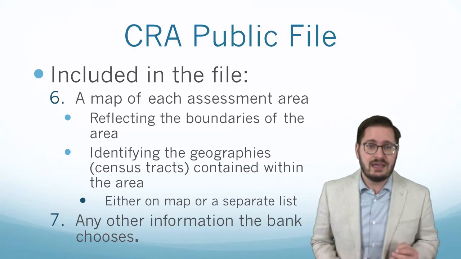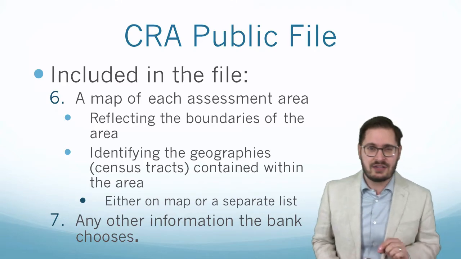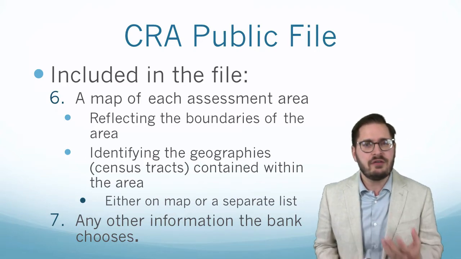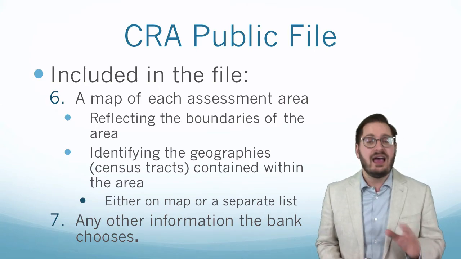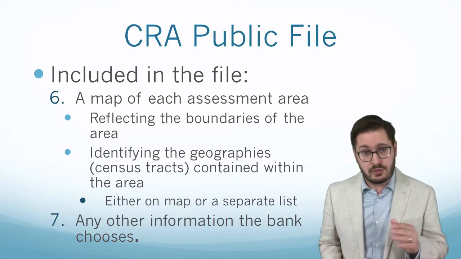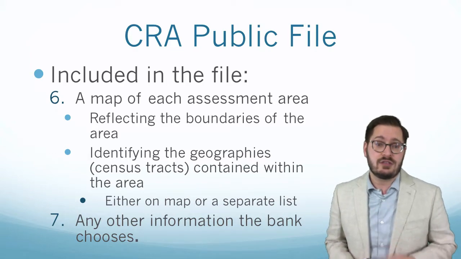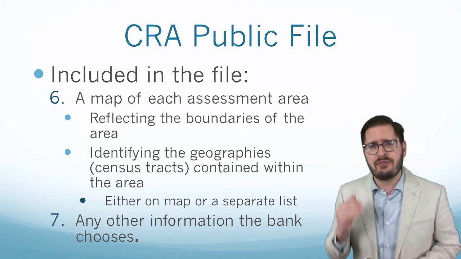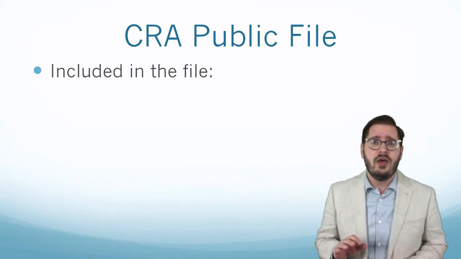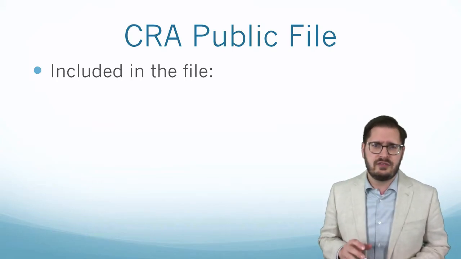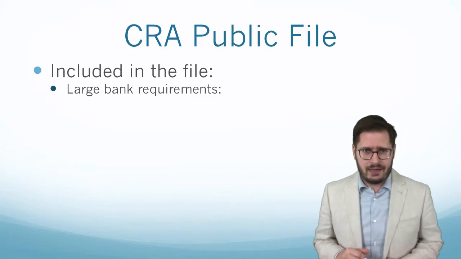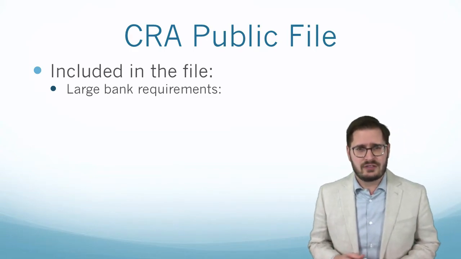And then the final thing that's the main piece for every financial institution is any other information you choose. So if there's other information in the file, that's okay, as long as it's relevant and as long as it doesn't make some of the prior requirements we just talked about irrelevant. So those are the main things every financial institution needs. Now, there are some specific requirements for certain types of institutions. The first type of institution is a large bank or a large financial institution.